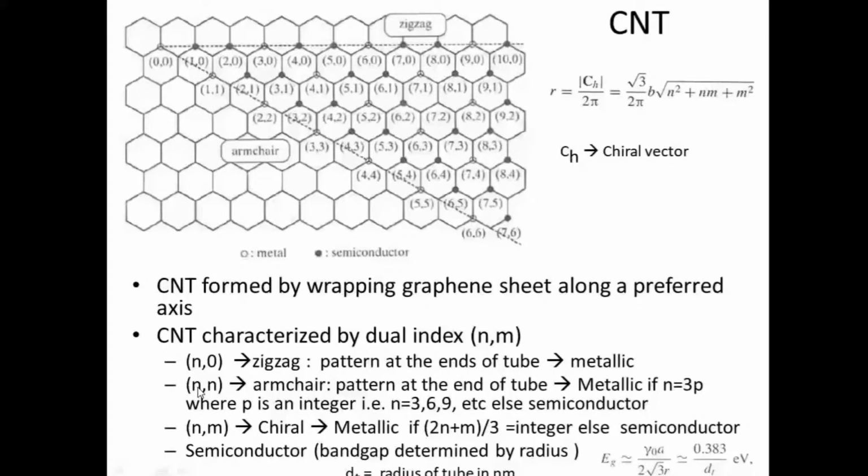If the index is (n, n), as shown here across the diagonal, you get an armchair pattern at the end of the tube. The characteristic of this is that it is metallic if n is equal to 3p, else it becomes a semiconductor. If the index (n, m) is other than these two axes, the pattern which we get is chiral. It is metallic if (n plus m) divided by 3 is an integer, else it becomes a semiconductor.